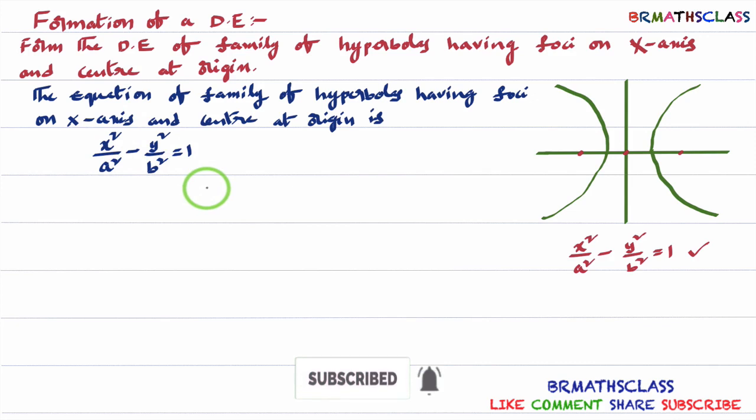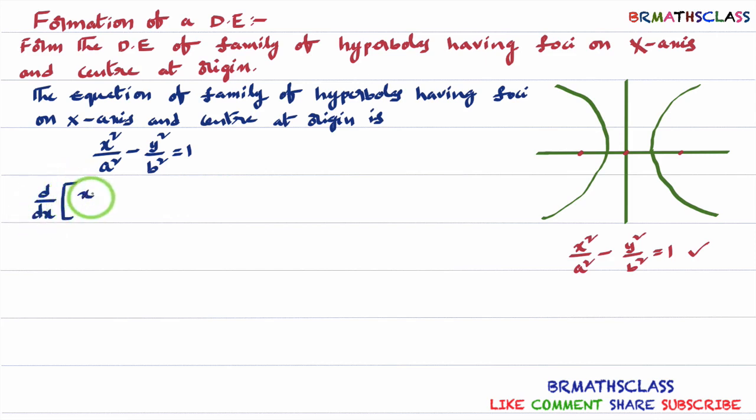Two arbitrary constants are there. Our main intention is to eliminate those two arbitrary constants. As two arbitrary constants are present, we can differentiate two times. First, I'll differentiate this with respect to x on both sides.